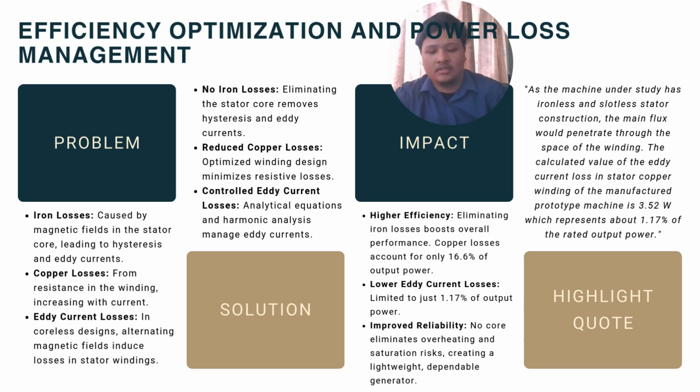Is an ideal solution for small-scale wind applications, ensuring high performance with minimal energy waste. Note that for the highlighted code, as the machine under study has an ironless and slotless stator construction, the main flux would penetrate through the space of the winding. The calculated value of the eddy current loss in stator copper windings of the manufactured prototype machine is 3.52 watts, which represents about 1.17% of the rated output power.